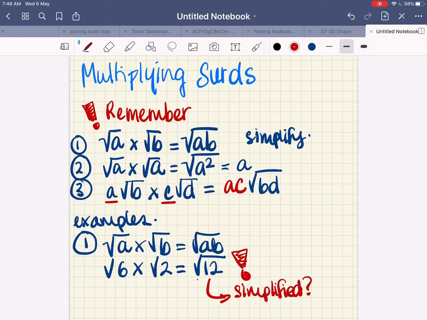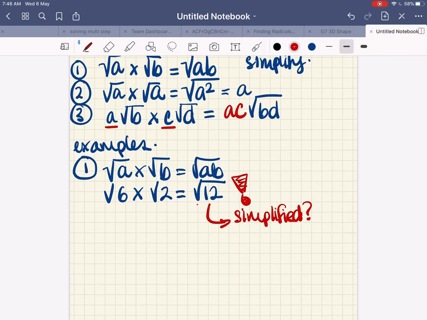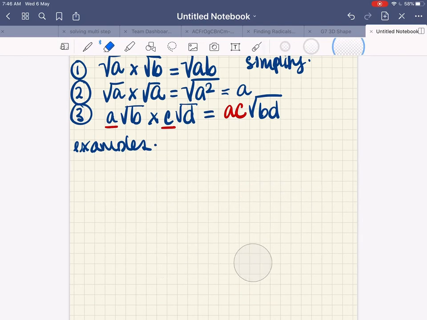Sometimes they can't, but 12 has 4, isn't it? So 12 is root 4 times root 3, and I get 2 root 3. So if you can simplify, you must. Let's look at another one.